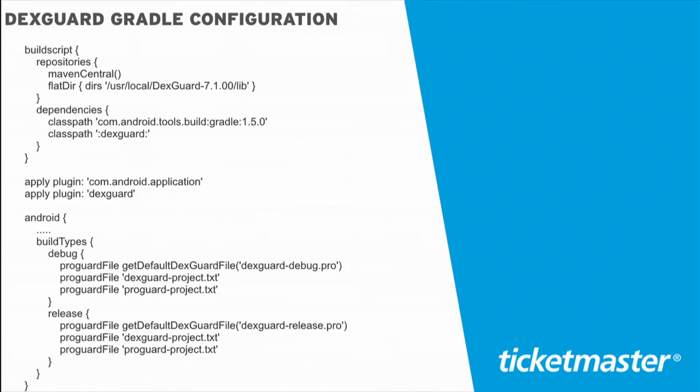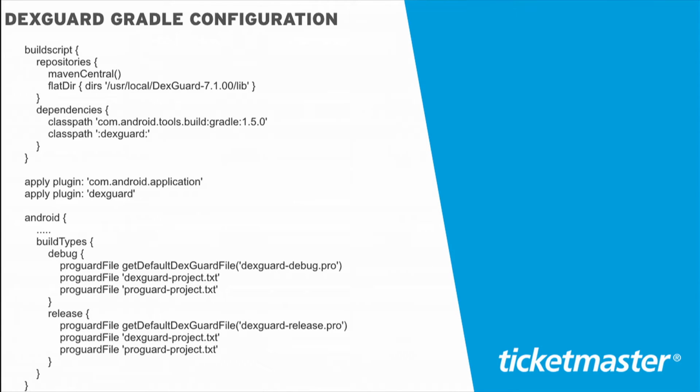So just like usual, you're going to specify, in our case, we're using a library folder, so we have to specify it as a flat directory. We're going to add our dependencies, and we're going to apply the DexGuard plugin. Now what happens, once you apply the DexGuard plugin, you can specify a DexGuard project file in the very same way that you would apply ProGuard to your Android application. So you're going to specify a text file.